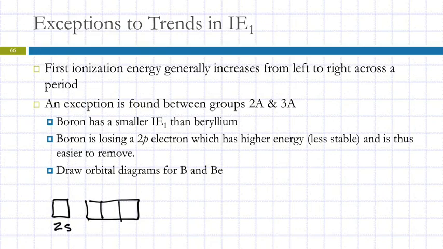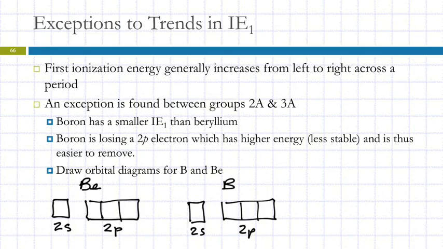So we've got 2s and 2p. And we'll say this is beryllium and this is boron. Beryllium has 2 valence electrons. We're just looking at the orbital diagram for the valence electrons. So 2 electrons would go in here. Boron has 3. 1, 2, 3.